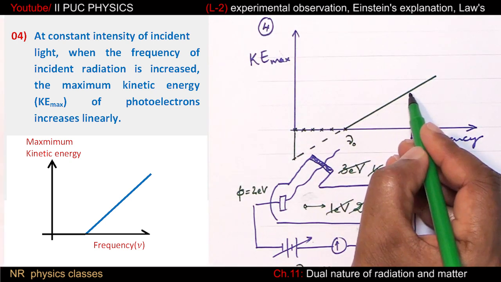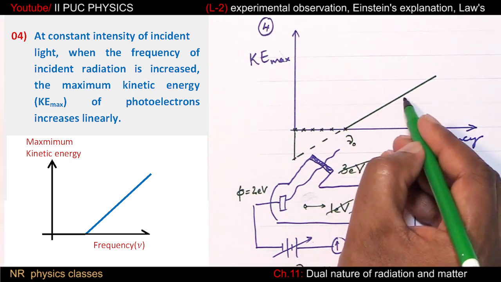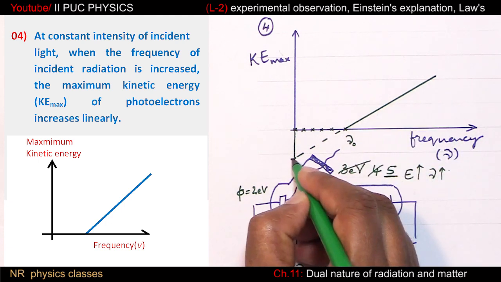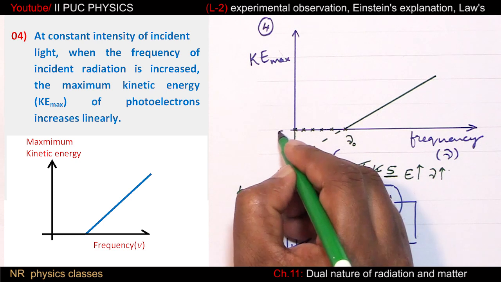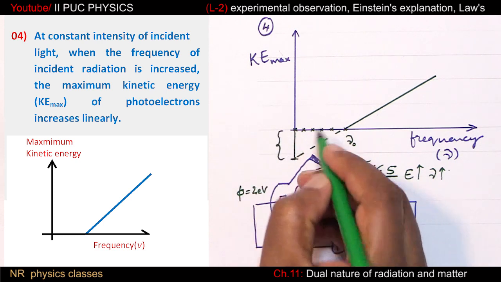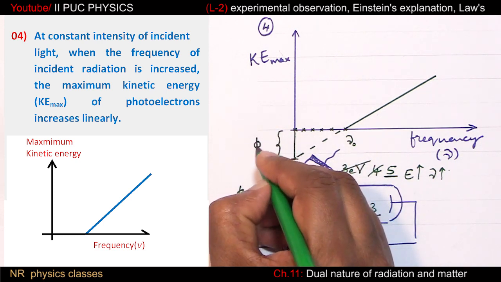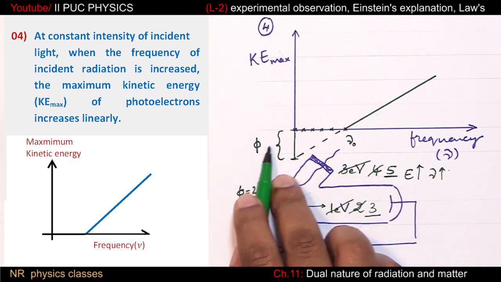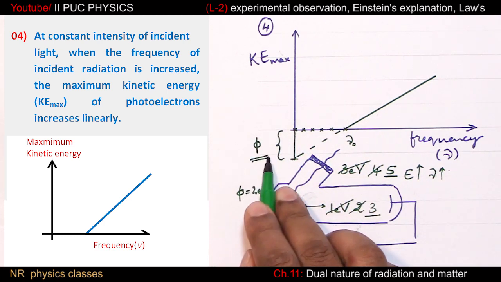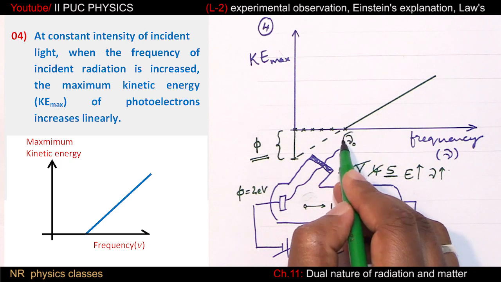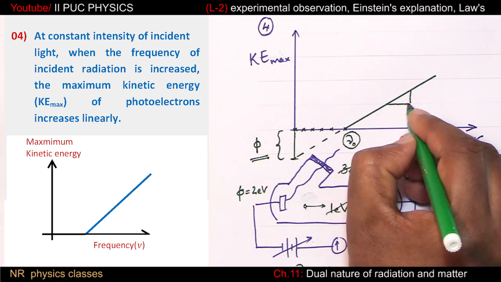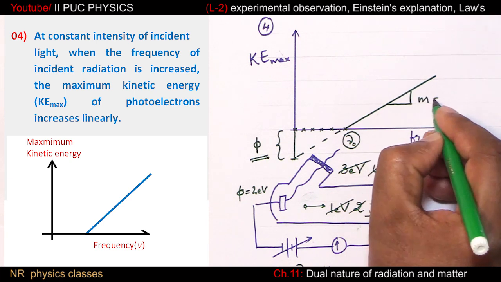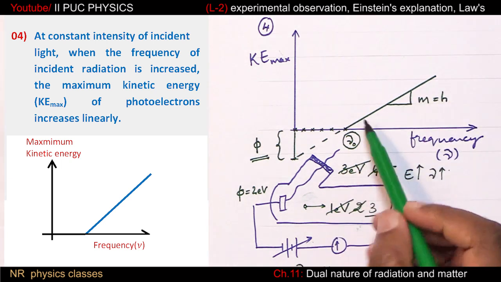If I extrapolate, then this curve cuts the y-axis at this point. So this stands for work function. Y-intercept gives work function, x-intercept gives threshold frequency, and the slope of this straight line gives Planck's constant, h. Now go through once.